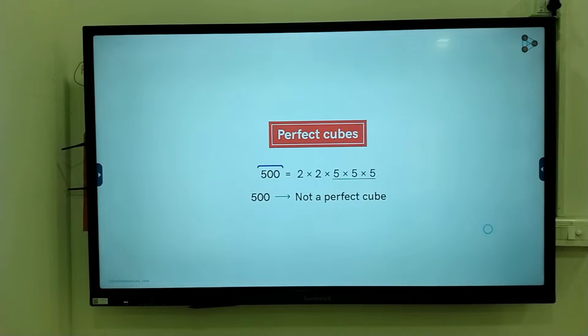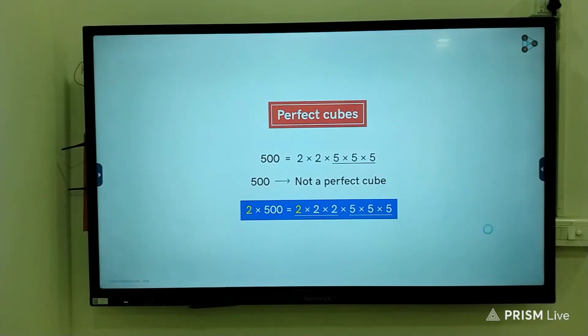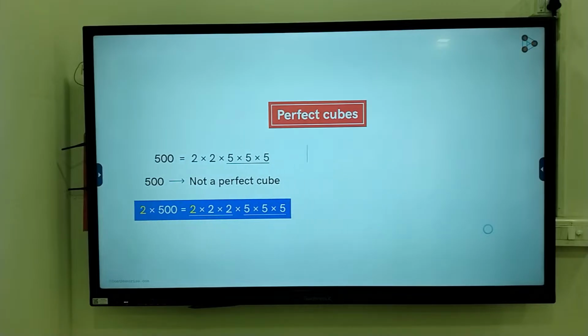Now, can we multiply 500 with some number to make it a perfect cube? Yes, we can. If we multiply by 2, then we can easily represent the resulting number in terms of cubes. Hence, the smallest natural number by which 500 should be multiplied to make a perfect cube is 2. Now, consider 1029.